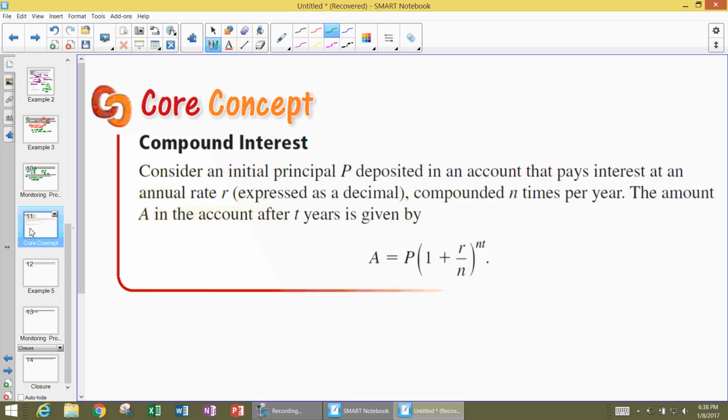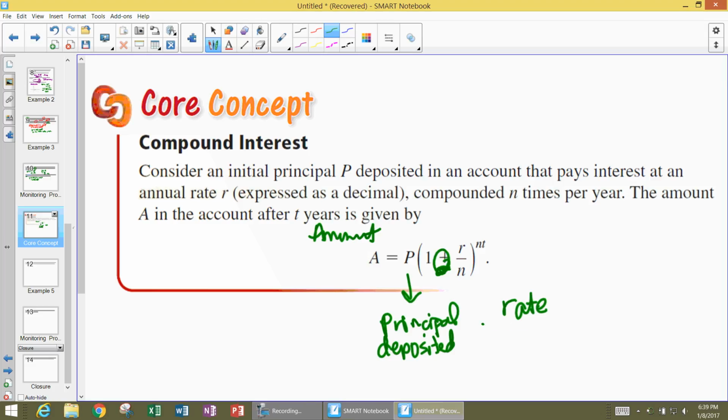So another real life example is talking about compound interest. When you go to purchase a car or a home, the bank will charge you compound interest. And this is the formula for compound interest, where A is going to be your amount, P is going to be the principal, meaning how much is deposited or how much you are borrowing from the bank. And then here's your 1 plus because it's growing, and R stands for rate, N stands for the number of times it's compounded.